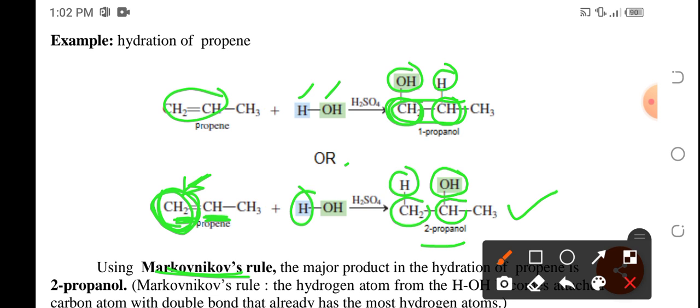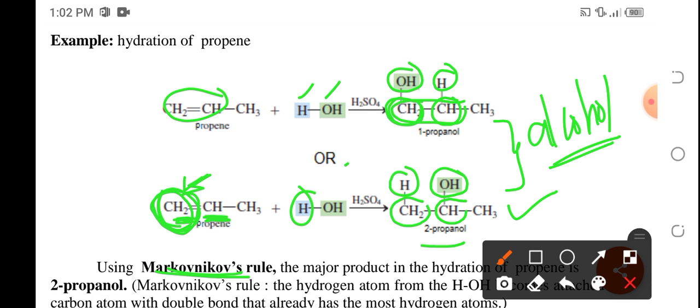So the product of hydration is actually an alcohol. So ito ay isang alcohol. The naming will be discussed in a future discussion. For today, we have to know that hydroxyl is actually the functional group that makes it an alcohol.